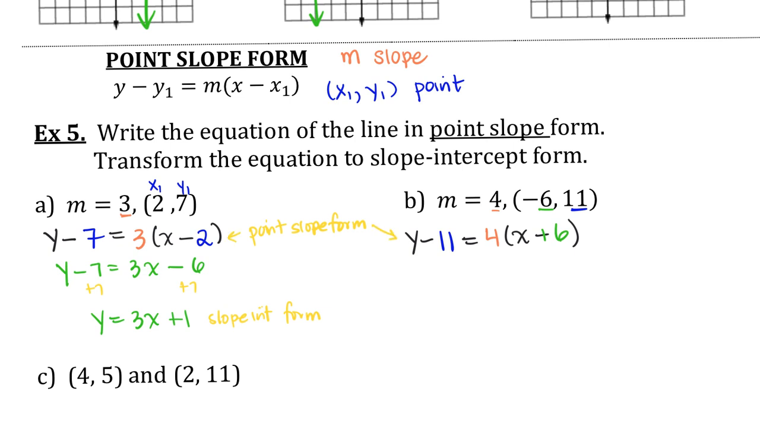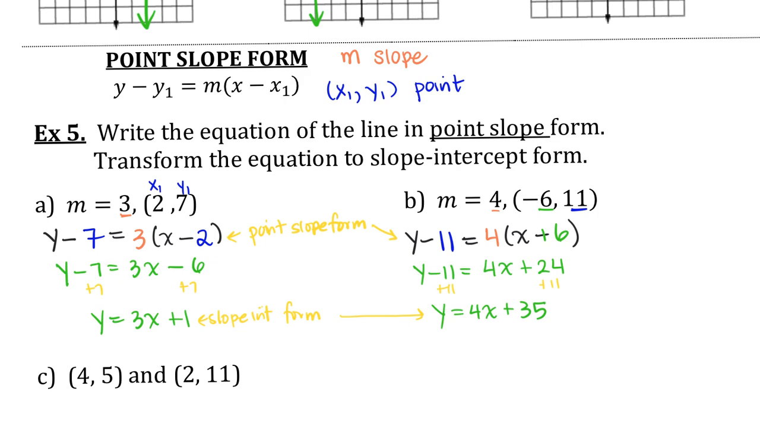If they only ask you for the equation of the line, you're done right there. That's a beautiful equation. If they ask you to transform it to slope-intercept form, we're going to solve for y. Now, do I want to do this? No. So if they don't ask me to, I'm not going to. 4x plus 4 times 6 is 24. I'm going to add the 11 over. And you can not write the yellow part if you would like. 24 plus 11 is 35. So this one is slope-intercept form.